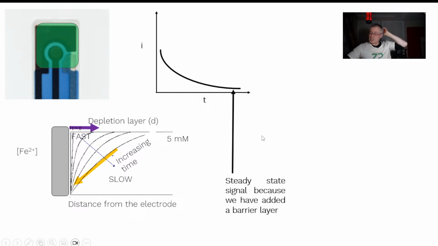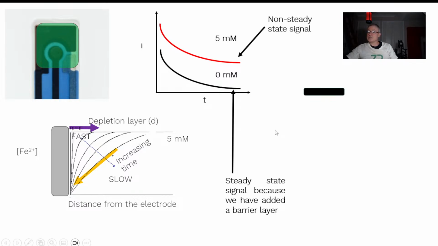So the current would look like this, and then what I would hope is at 0 millimolar, maybe lactate as an example, you would have a signal that looks like this. And then if you did the same test, but now at 5 millimolar, you'd have the same kind of non-steady state signal, but it would be higher because now you have the peroxide actually being generated.